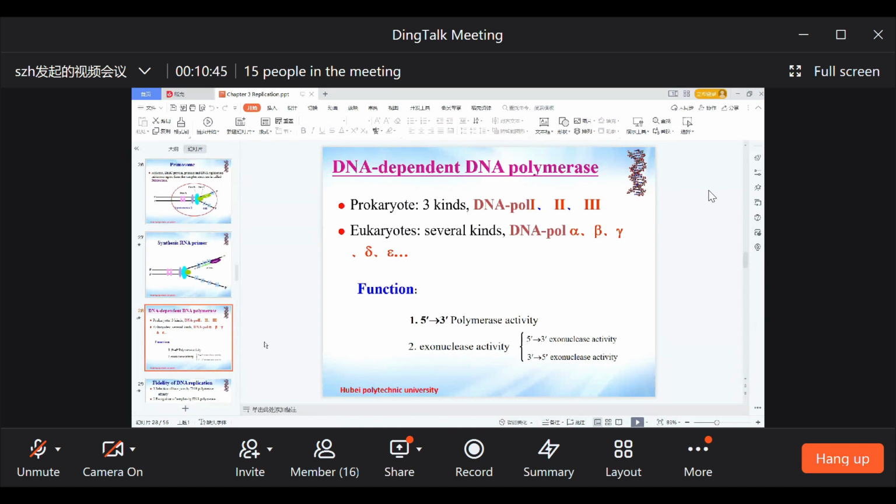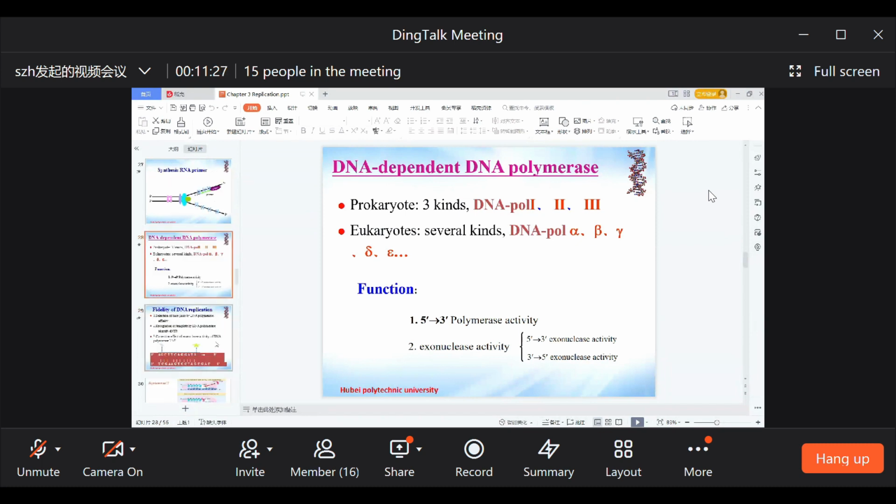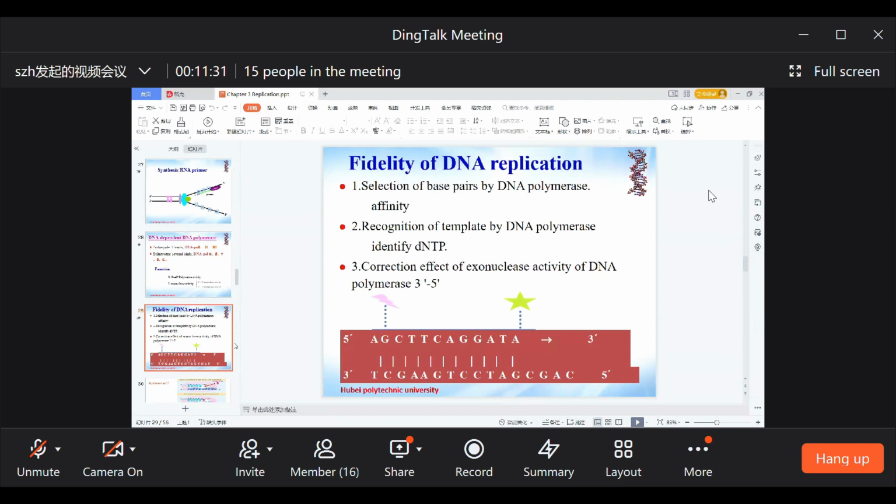DNA polymerase, you can see, has two functions. One, it elongates the DNA strand. And another one, all the time it keeps a high exonuclease activity, especially the 3' to 5' exonuclease activity. This activity has a good property and keeps the fidelity of DNA replication. What does it mean? You can see here, the fidelity of DNA replication.